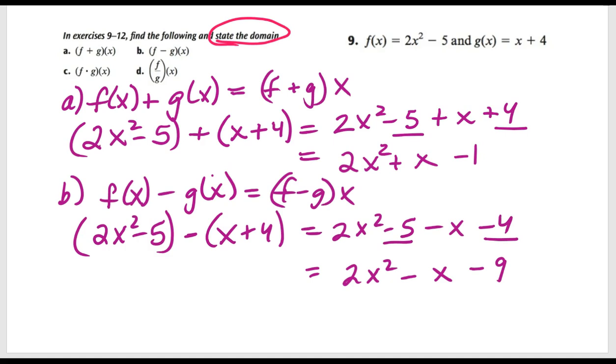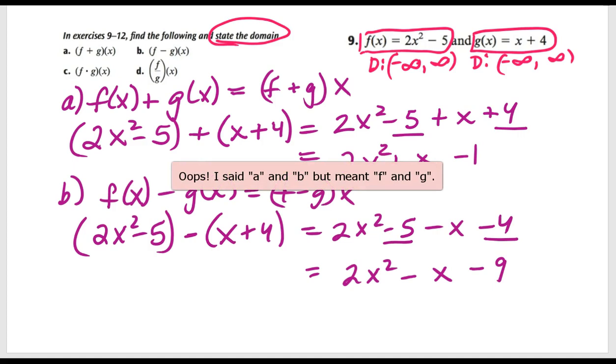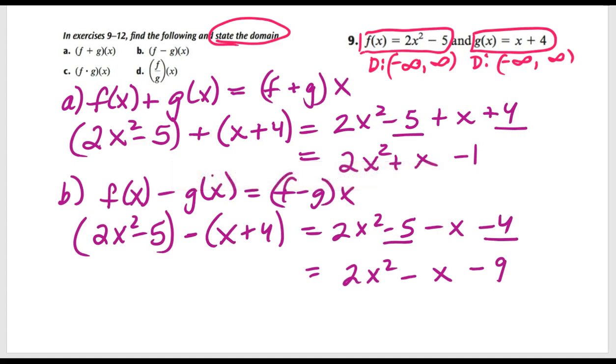So what I'm going to do is I'm going to consider what is the domain of f of x. Well, the domain of f of x, it's a parabola, so we know the domain is negative infinity to positive infinity. And the domain of g of x, well, that's a linear equation, so our domain is negative infinity to positive infinity. The domain of our combination, so of A and of B, is where these intersect. What is in both of these domains? And you can see that both of the domains have negative infinity to positive infinity.